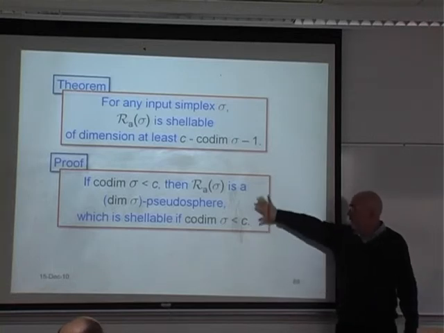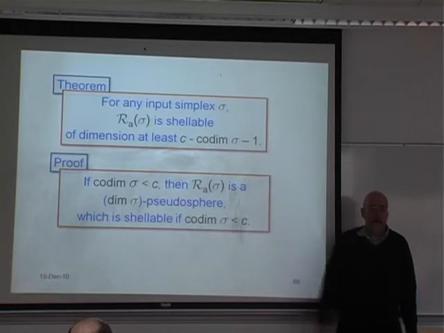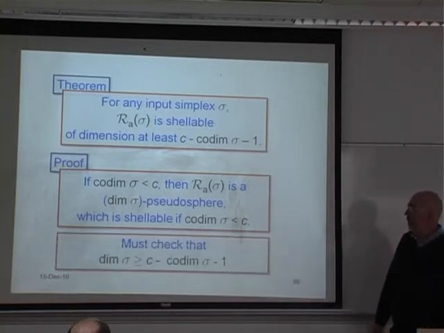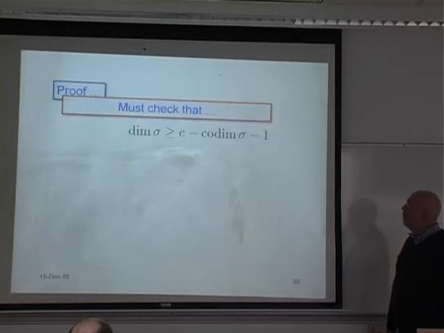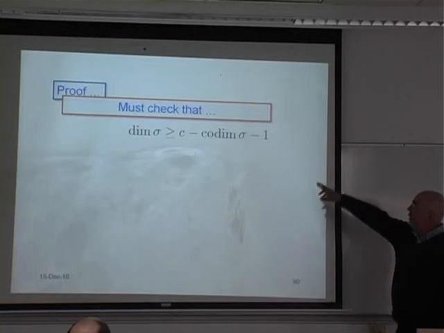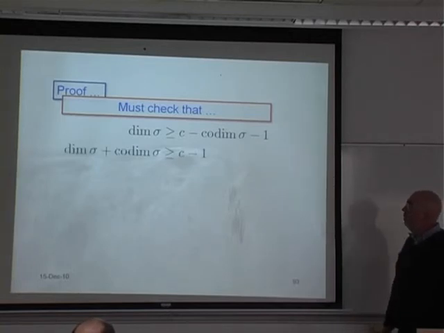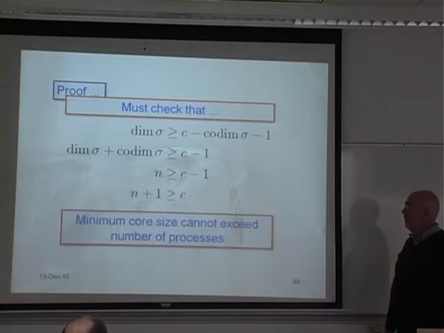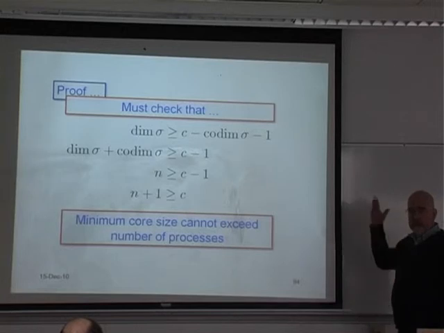All we care about is that the dimension is big enough, and that gives us the connectivity result that we want. So we just need to check that the dimension of sigma is greater than C minus its codimension minus 1, which is just symbol pushing. We want to show that this is true. We move things around. The dimension and codimension of a simplex has got to be n. And so this says that n plus 1 is greater than C, which says that the minimum core size can't exceed the number of processes. So this falls out. This is technical details.